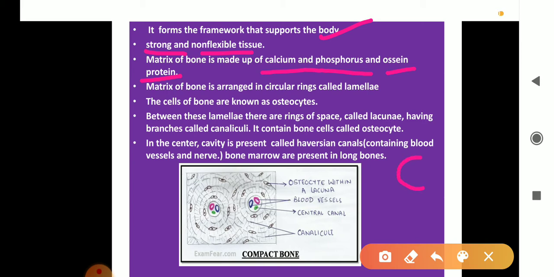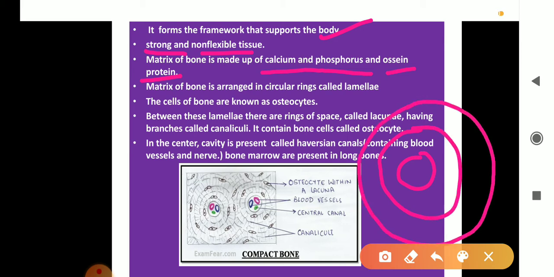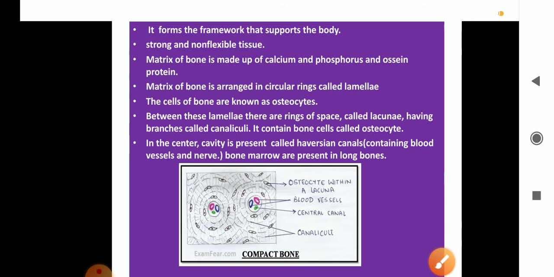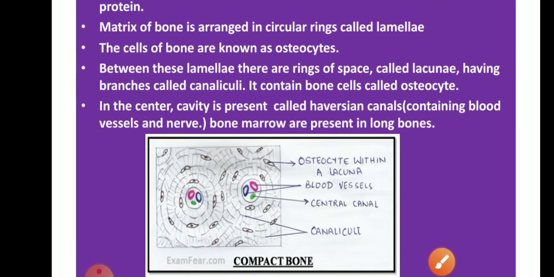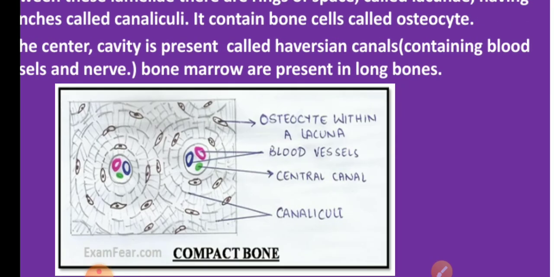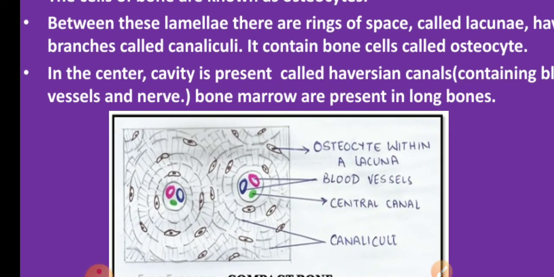It means this matrix is arranged into this type of concentric rings, and these rings are called the lamellae, and the cells of the bone are called osteocytes. And between these lamellae there are rings of space. I can show you with the help of this diagram. Now I think the diagram is visible to you.